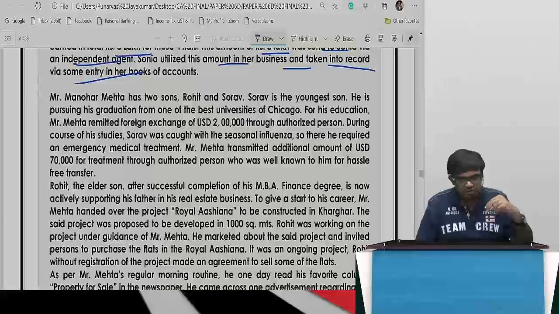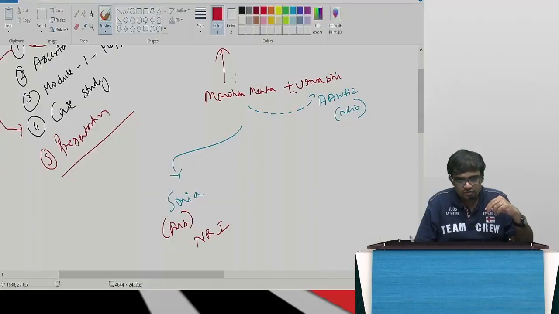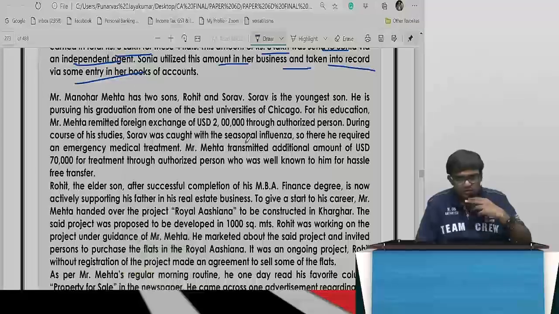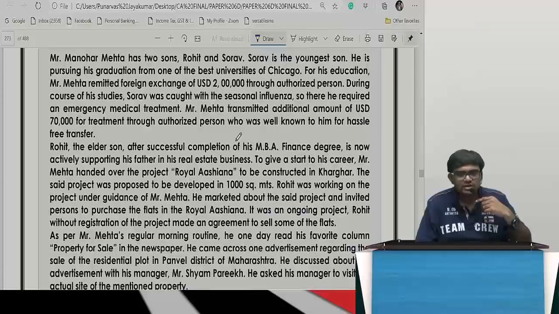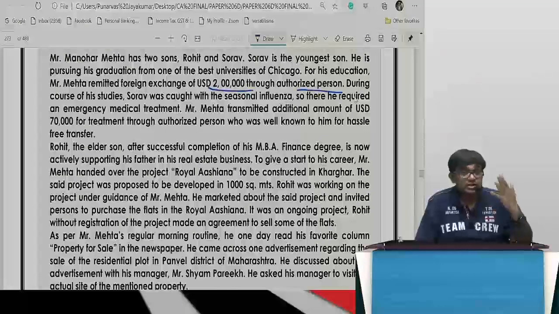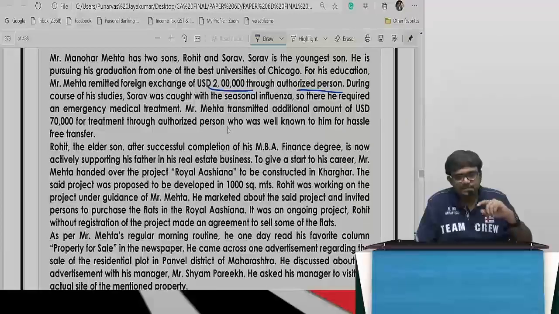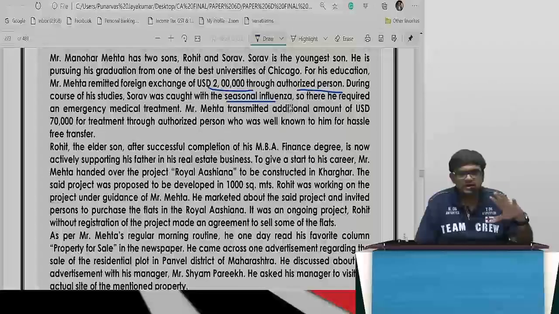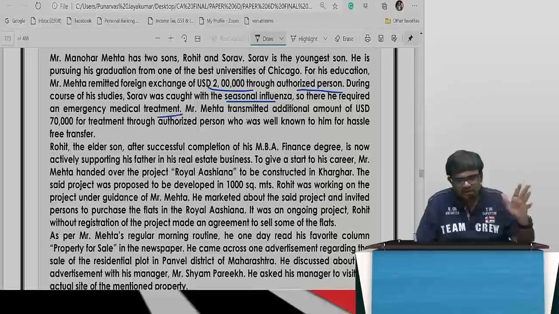Has 2 sons, Rohit and Saurav. So now to complete the scene, you have Rohit and you have Saurav. Saurav is the youngest son, pursuing graduation from Chicago University. Mehta remitted 2 lakh through an authorized person. Okay, this is your education and all that, your Liberalized Remittance Scheme. During the course he caught seasonal influenza. I remember medical treatment also is included in LRS. So he required emergency medical treatment. Transferred an additional amount of USD 70,000, done.